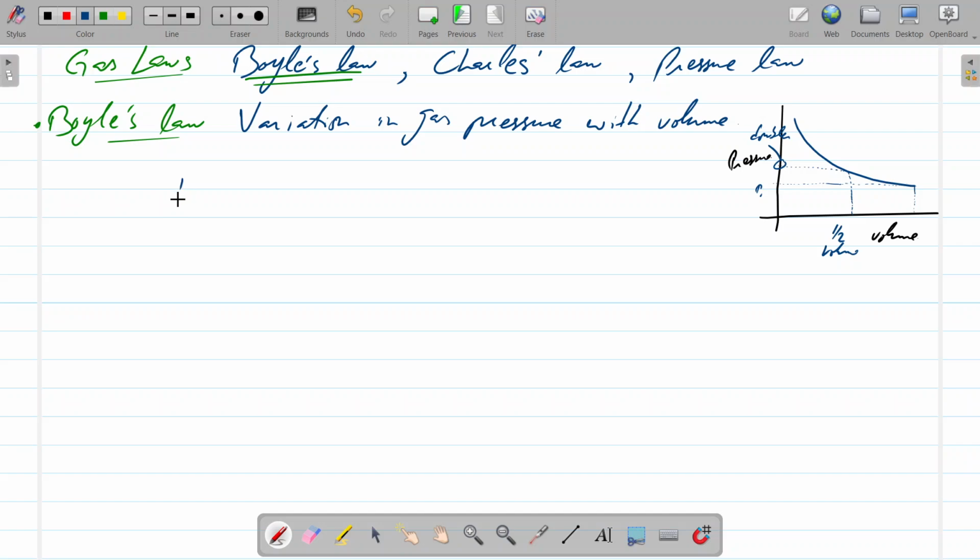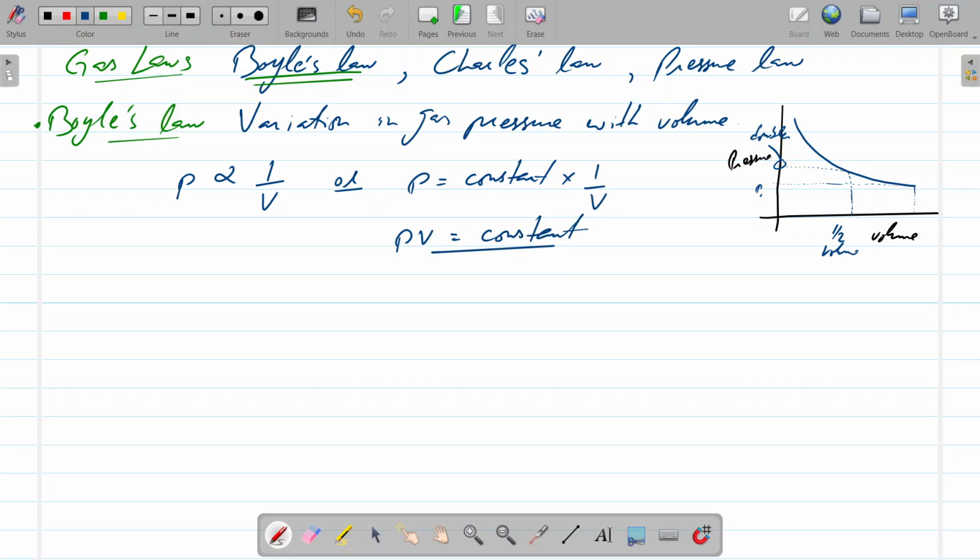So, pressure is inversely proportional to volume. Or you could say pressure equals a constant times 1 over volume. Or you could say that PV equals a constant. Are you following so far?